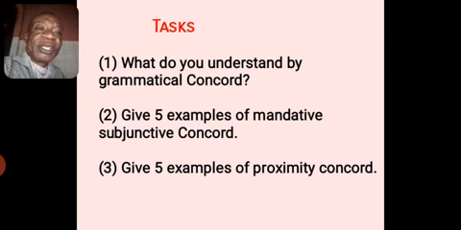Number 3, give 5 examples of proximity concord. That's another interesting one, and that should not really be difficult for you to do. You can send your answers through the number you are going to see at the end of this program. That is my WhatsApp number also. So if you send it through WhatsApp, I'm going to mark it and send it back to you.